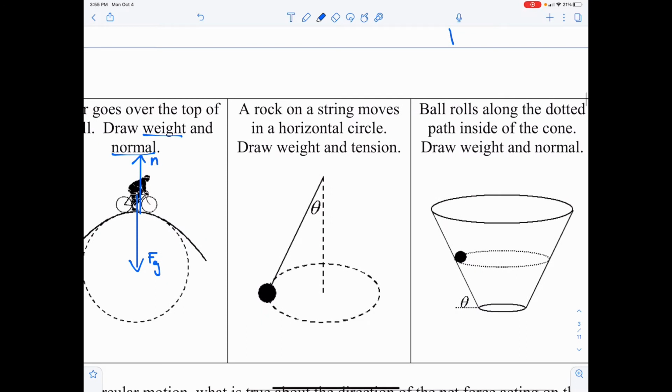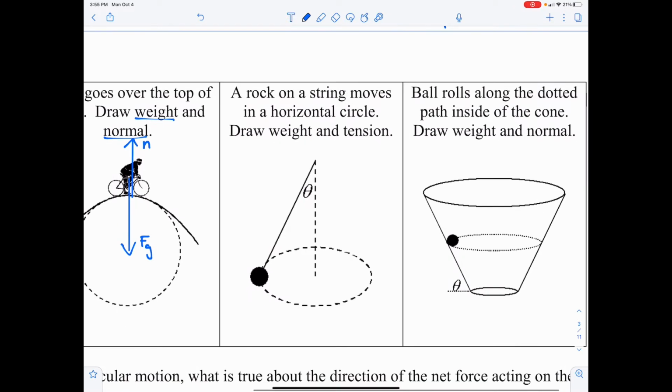A rock moves in a horizontal circle. Draw weight and tension. Okay, well, tension will be going away from the rock up the string, like this. There's tension. Weight would be directed straight down.